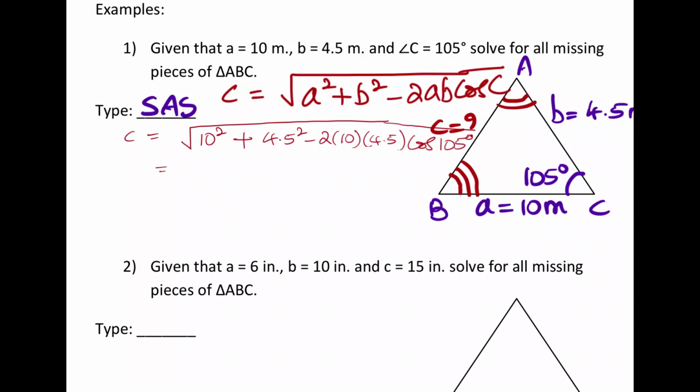So once you're done, go ahead and check your answer. The answer I got was that side length C equals 11.981, and since A and B, the side lengths, were in meters, this one is going to be in meters as well. So we have now figured out side length C. That leaves us with these other two angles to find.